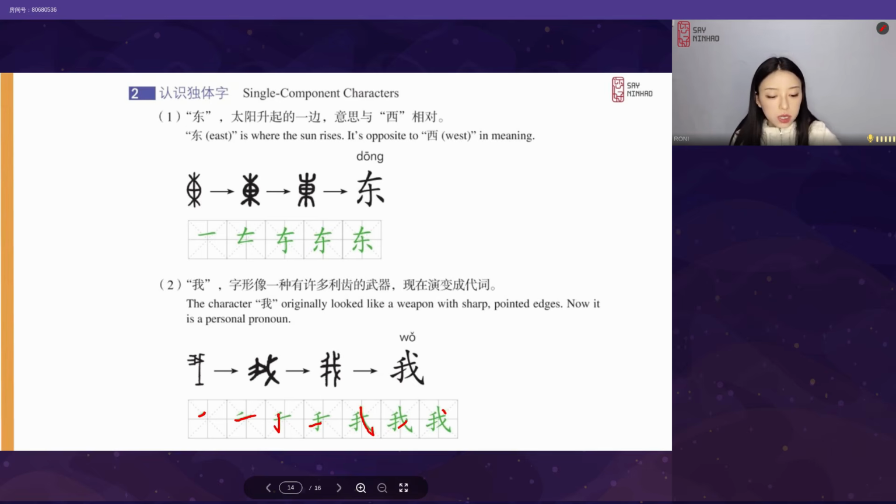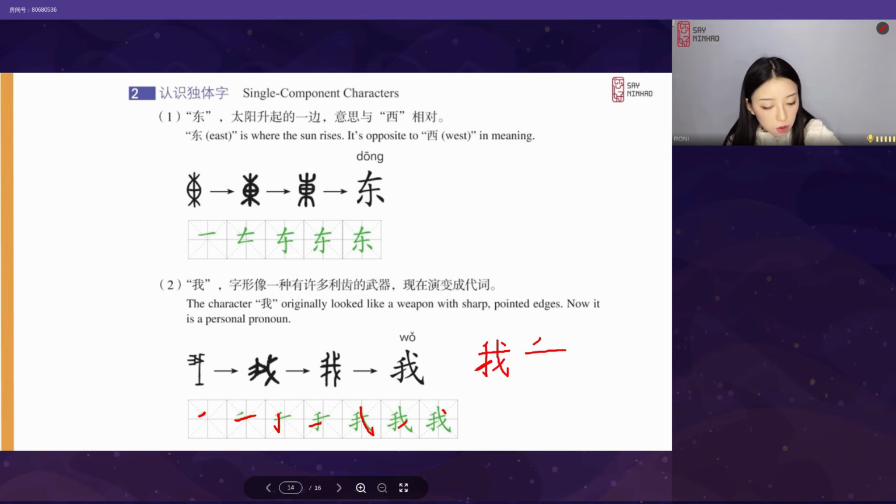This one is a little bit complicated, so try to practice with me. First, a short left falling, and then a longer horizontal below it, and then a vertical hook, and then a rising. Okay, this rising must cross the vertical hook, and then a slanting hook, and then a left falling, and then a dot. Try to write it with me again.